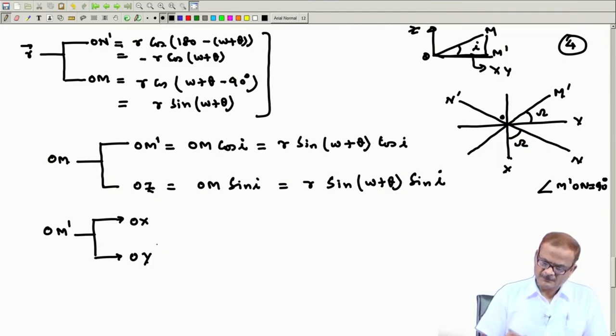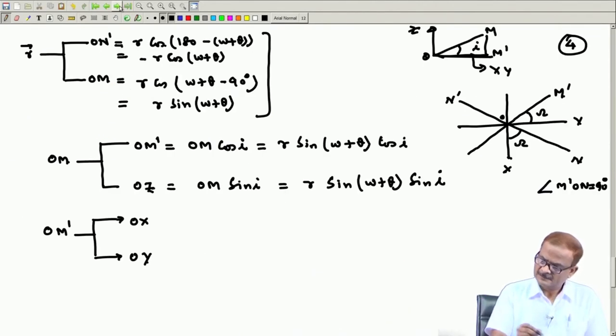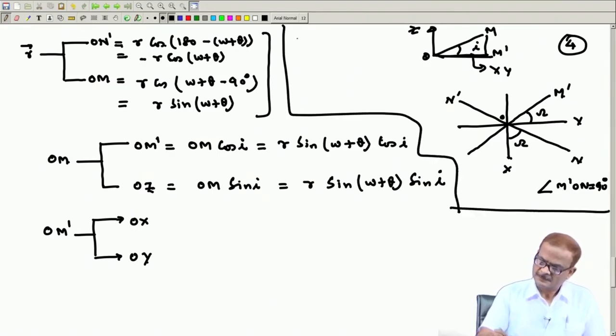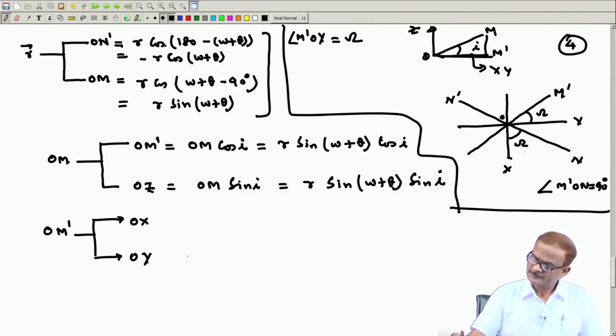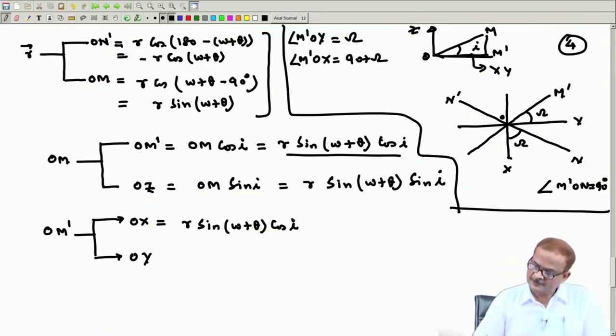The angle we are looking for right now is the angle between m prime O and y. So, the angle m prime O y is capital omega, and the angle m prime O x becomes 90 plus capital omega. You utilize this for breaking into two components. Along the Oy direction, the component comes out to be r sin(omega plus theta) cos I.